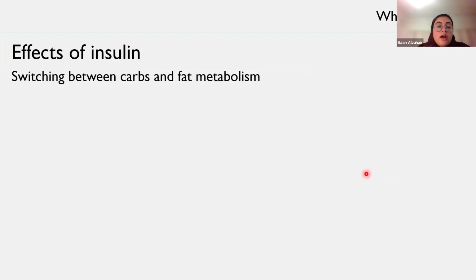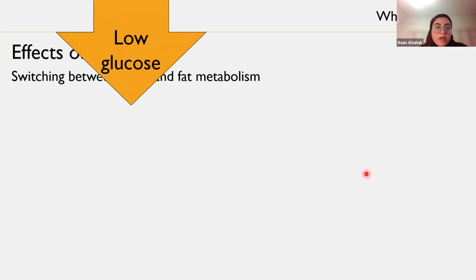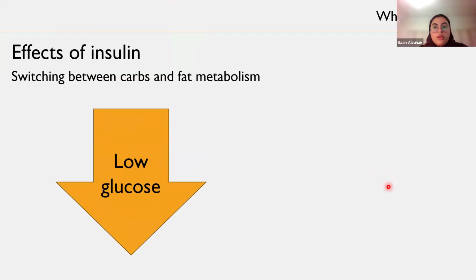Okay, so we're going to talk about the switching between carbs and fat metabolism. When does the body switch from breaking down carbs to get energy to breaking down fats? So if we have low glucose, no insulin would be released, and fat is used for energy, except for the brain. Remember, we just talked about the brain.